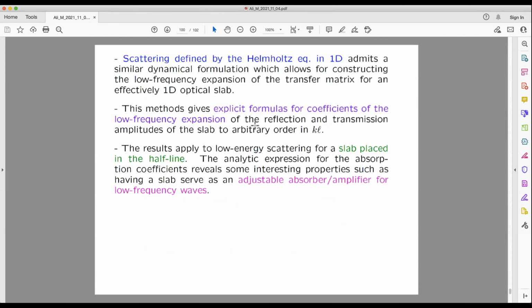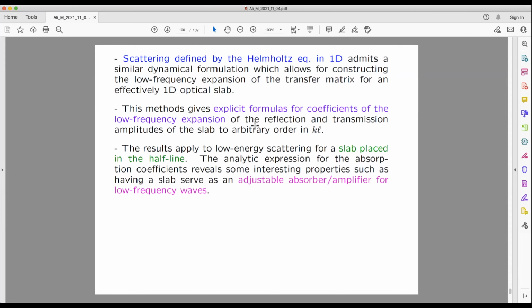And then I showed that things become actually much better when you deal with the Helmholtz equation. Although the potential becomes energy dependent, you can actually calculate all the terms and there are formulas. You don't need to do iterative calculations. And finally, I showed that you can always reduce the scattering in the half-line to the full line. And with this machinery, you can calculate the low frequency properties of slabs put in half-line.